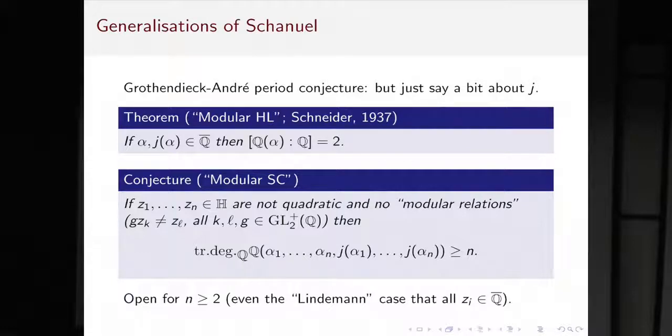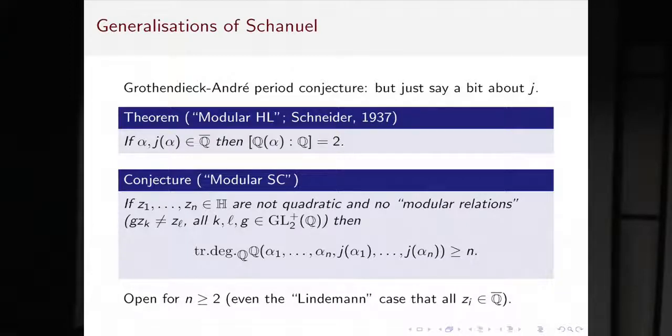Now, for the J function, you can also formulate transcendence conjectures, which are the analogs of Schanuel's conjecture. And somehow the big picture here is given by something called the Grothendieck-Andre period conjecture. But I just want to say a couple of things about J. So the analog of the Hermite-Lindemann theorem is the statement, a theorem of Schneider from the 30s, that the only algebraic numbers for which J of alpha is also algebraic are the quadratic numbers.